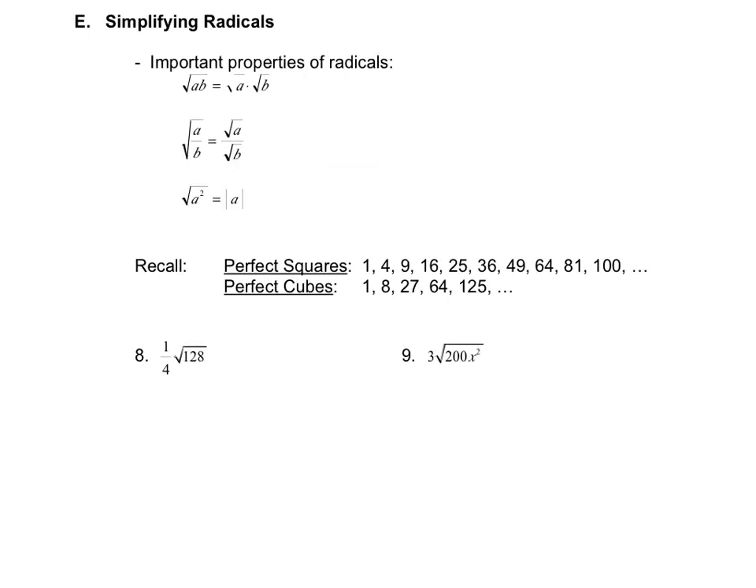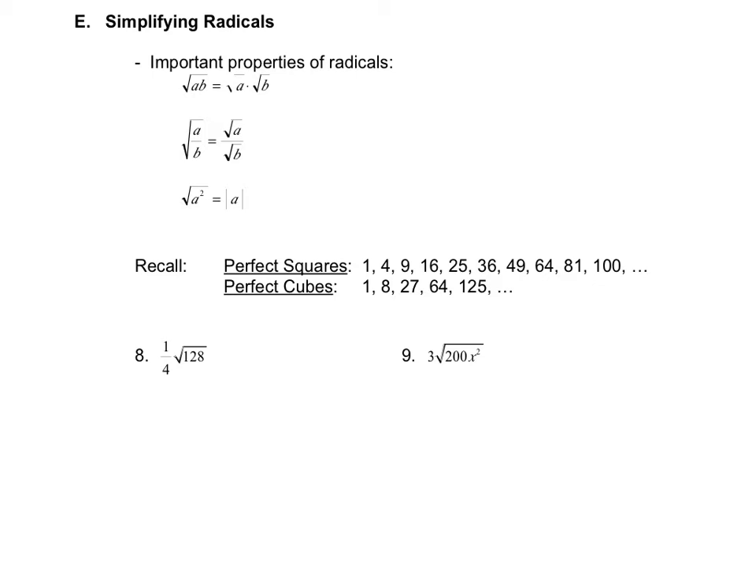So now we're actually going to simplify radicals. And we did a little bit of this in Unit 1, again with completing the square. The important properties: when you're multiplying, you can put each factor under its own radical symbol. When you're dividing, you can also give a radical symbol to the top and the bottom. And squaring and square root cancel each other out, so you're actually taking the absolute value of that answer because you'll never get a negative in that case. All right, recall our perfect squares and perfect cubes.